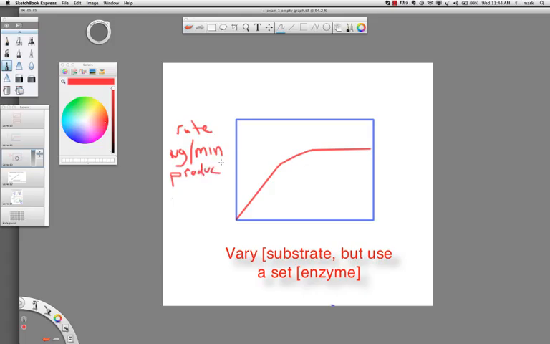It could be milligrams per second. It could be any value that represents some quantity per unit time of product made. The x-axis is always the independent variable. That's the thing we're changing and measuring the results that come from those changes. So here's our substrate concentration. What units is that going to be in?